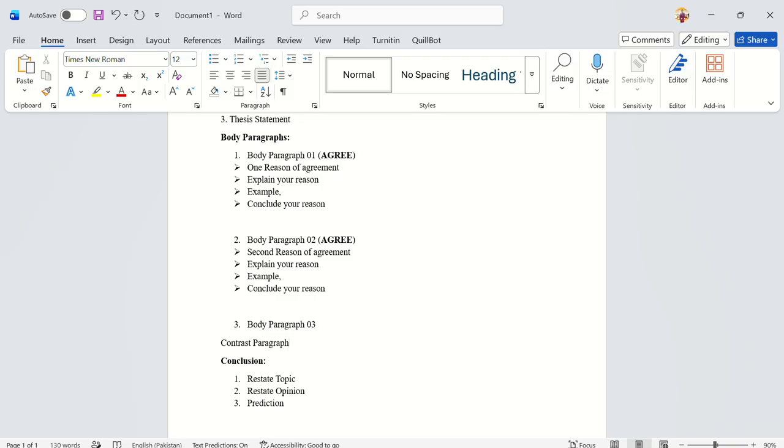In body paragraph 1, you have to describe your agreement, that is what you think, and why you agree. And in body paragraph 2, you have to provide the second reason of agreement, why is this so. And in body paragraph 3, you have to contrast your agreement with other people's viewpoint, like what other people think regarding this situation, regarding your agreement. Either your agreement is only yours, or other people also think about that.